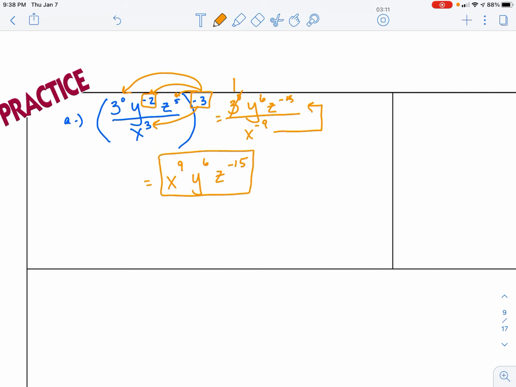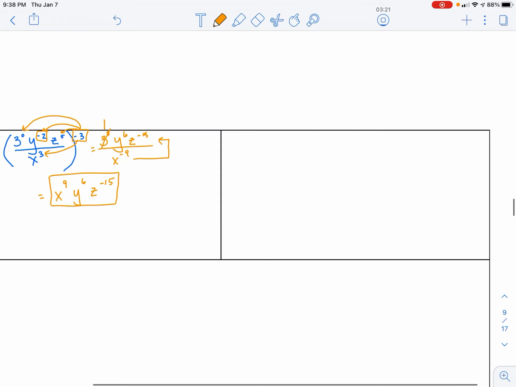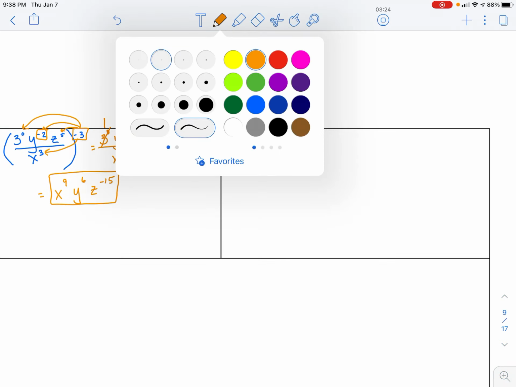Anytime we move a term with an exponent upstairs or downstairs, the sign on that exponent will always change. So there's the answer to letter A. Now let's look at letter B.